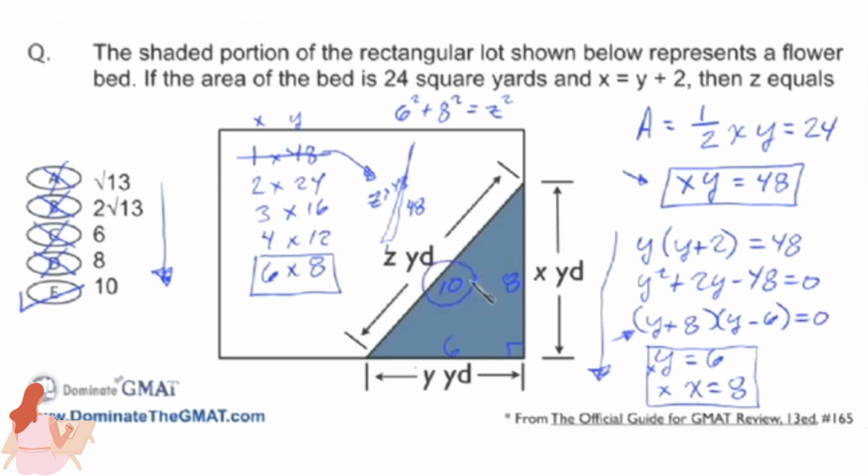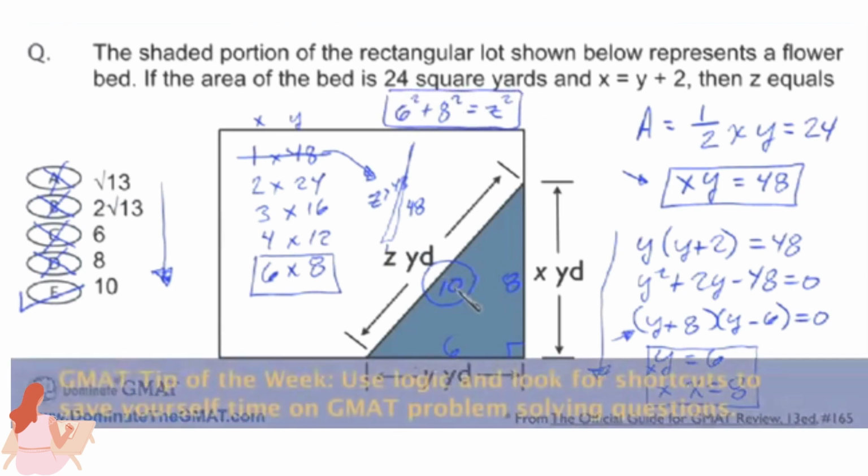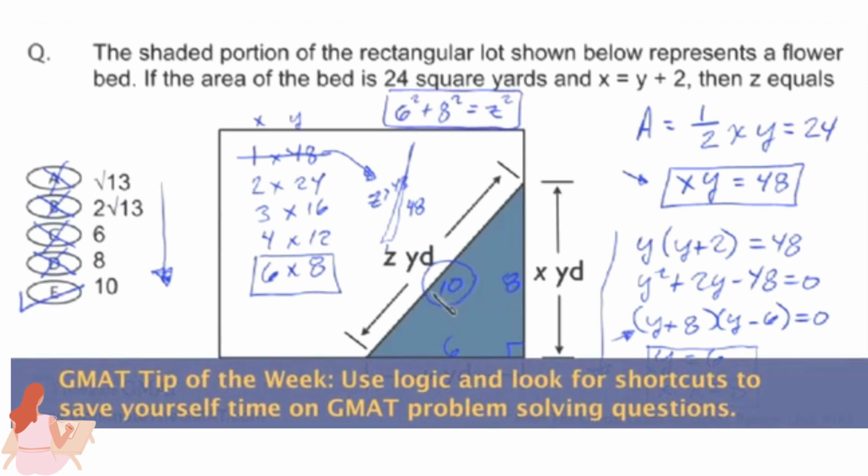Another way that you can save some time and figure out right away that the hypotenuse is 10 without actually having to do the math of the Pythagorean theorem. So lots of different things going on in this problem, all of which put you in a position to save precious time, not by making careless errors, but by looking for shortcuts.